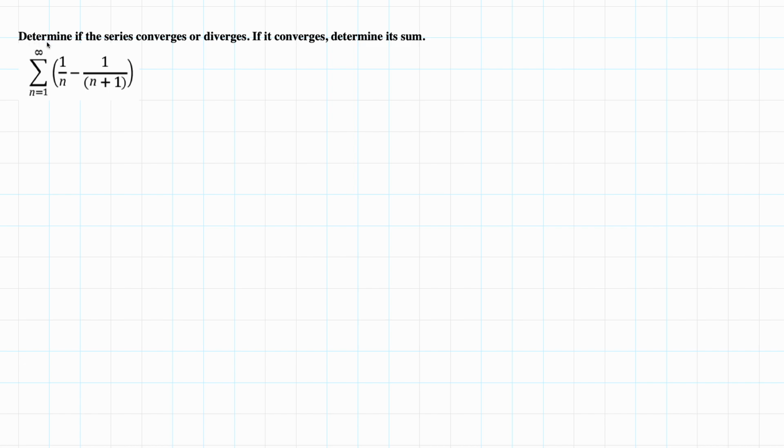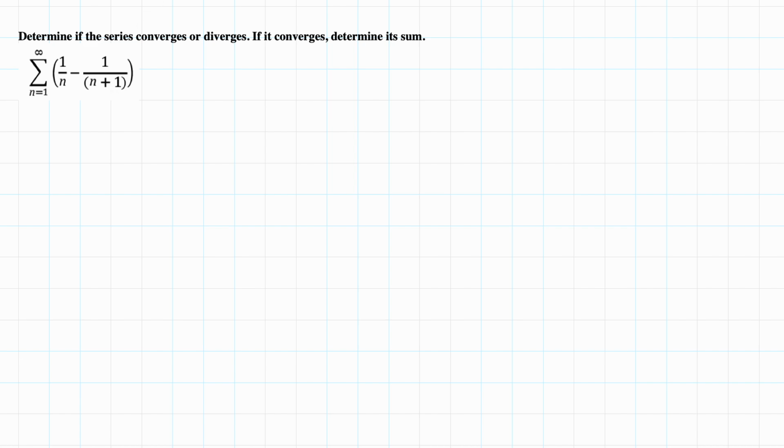Determine if the series converges or diverges. If it converges, determine its sum. So we have the sum of 1 over n minus 1 over n plus 1, where n runs from 1 through infinity.